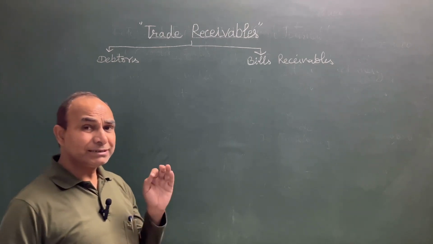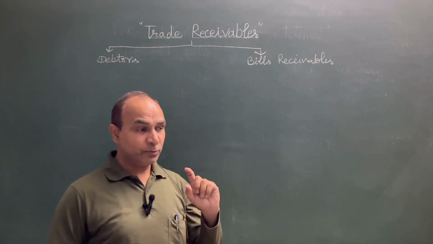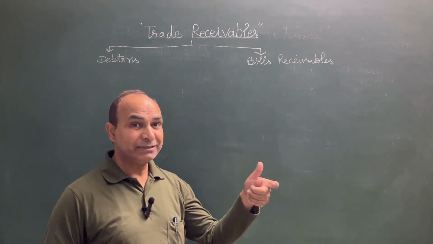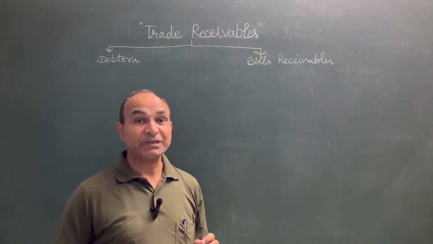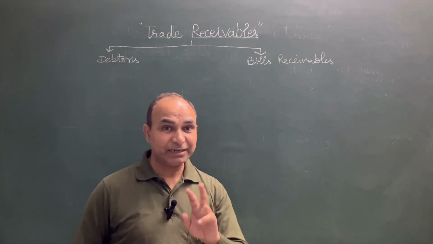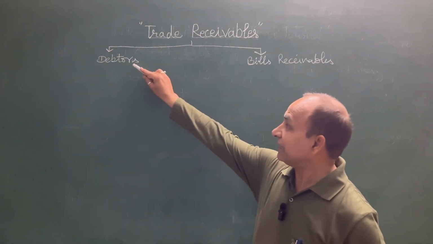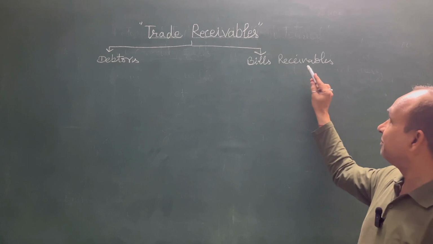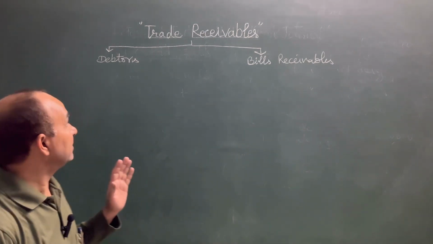So, credit sales is the base of trade receivables. Remember this. Whenever goods are sold on credit, that gives rise to trade receivables. Trade receivables can be classified into two categories, students. The first one is debtors, and second is the bills receivable. Now, let's take the example of the first one, debtors.